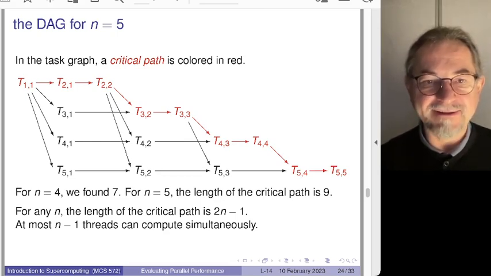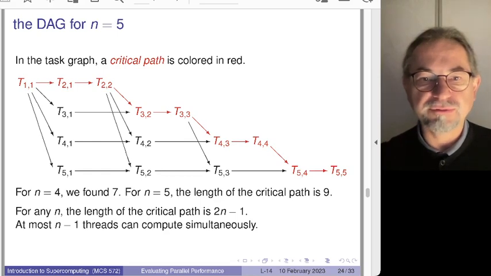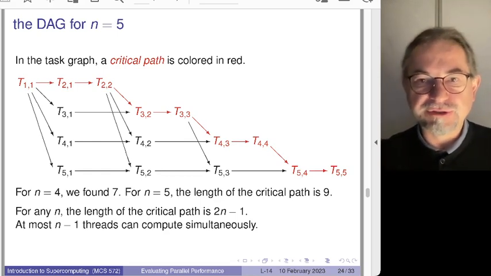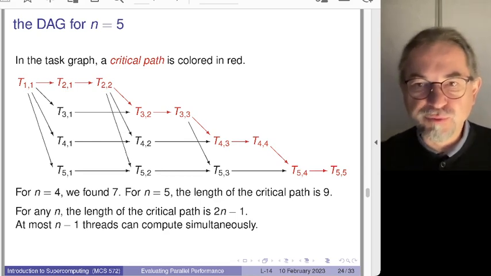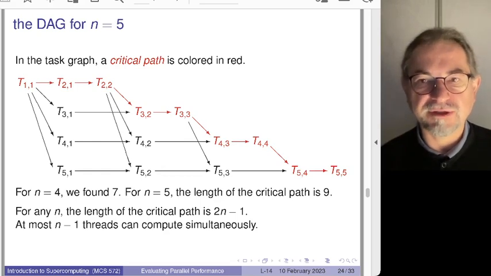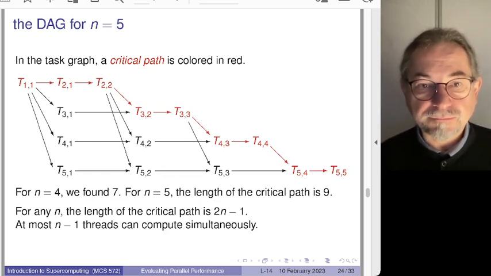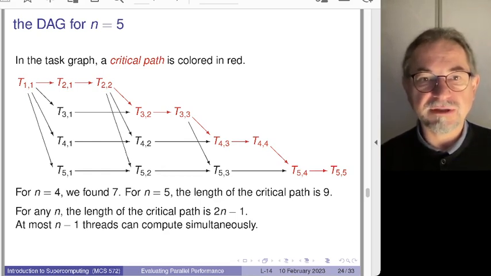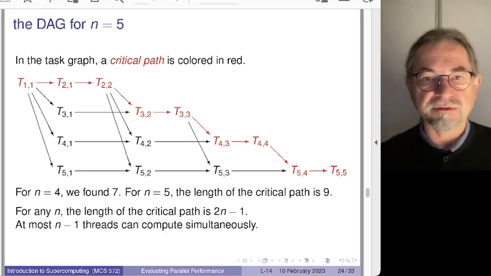So for any n, the length of the critical path is 2n minus 1. In a more mathematically oriented course, this would be proven by induction. So this is actually an opportunity for that type of exercise. You can also compute the speedup for this. Notice that this is instruction level parallelism.